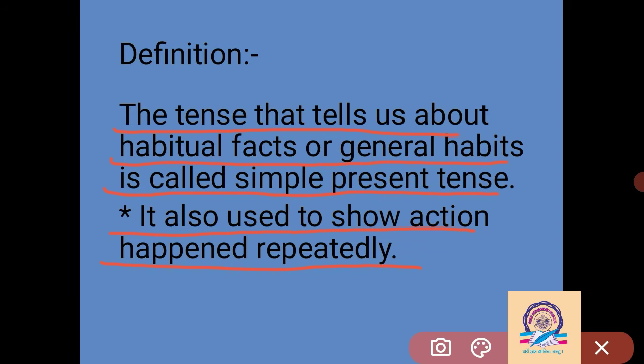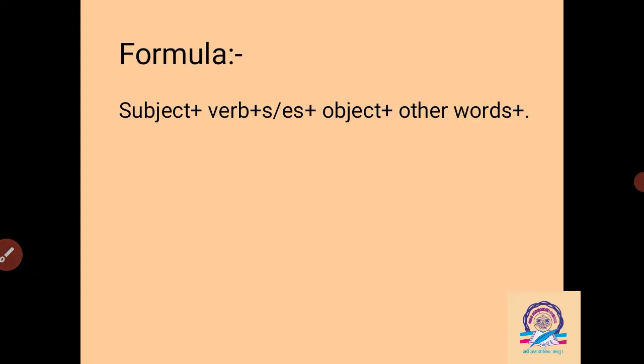So the tense that tells us about habitual facts or general habits is called simple present tense. It is also used to show actions that happen repeatedly. It means the work that we do again and again is called simple present tense.